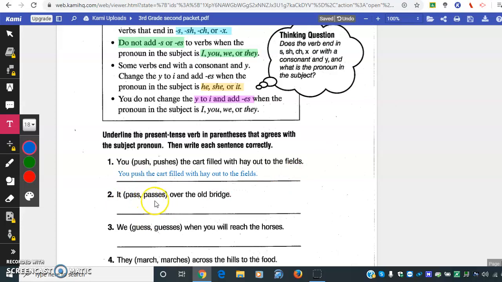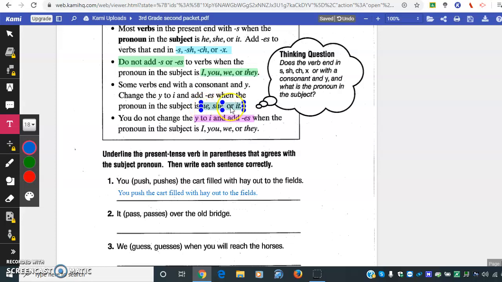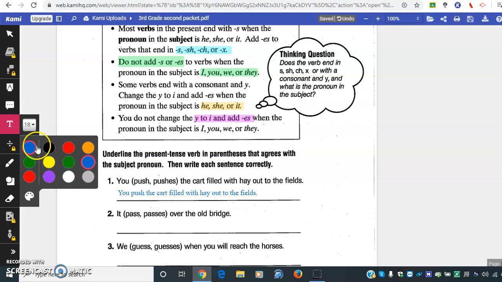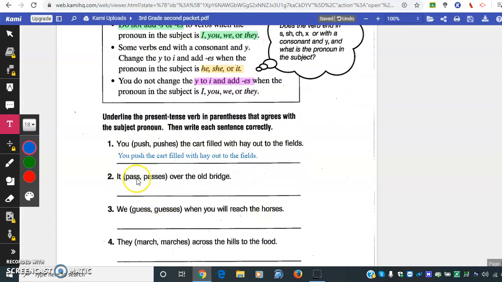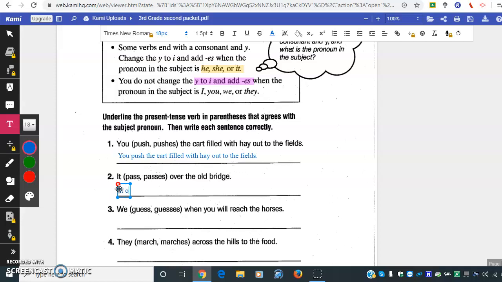It passes over the old bridge. It is a singular pronoun, which means we need to add S or, in this case, ES. Because if you added an S to pass, you would have passes, and that's not a word, right? We need to add ES because it already has an S at the end. It passes over the old bridge.